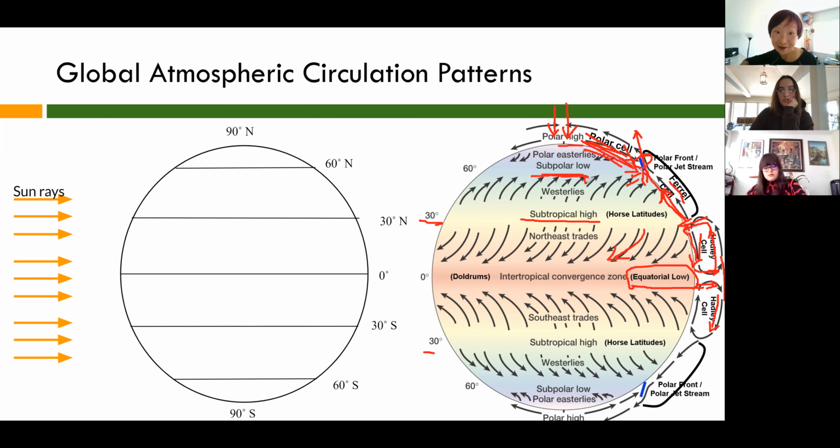It's also a dynamic low. Same thing: when it hits the tropopause, it goes back and descends at 30 degrees. So this is your Ferrel cell. And then the other branch goes to the North Pole or South Pole, giving you this polar cell.